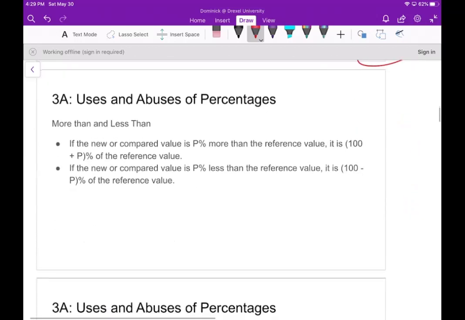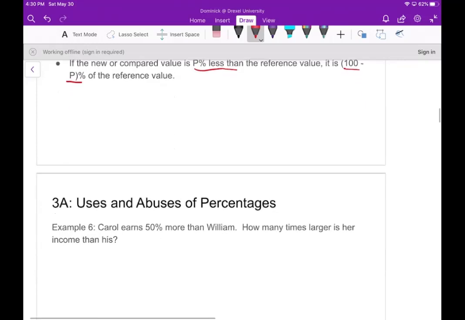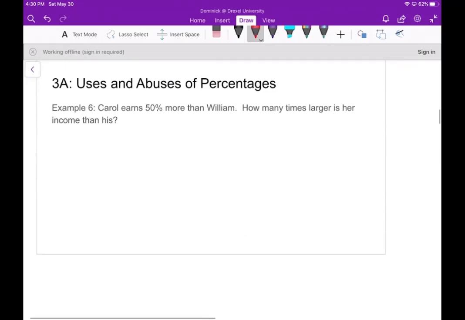Okay, now let's talk about some other phrases that you'll see using percentages. If we say that something is P% more than some reference value, then it's 100 plus P% of the reference value. So now we're seeing "more than" and "of" coming together in this definition. And just as we can say "more than," we can also say "less than," and that translates to 100 minus P% of the reference value. All right, so let's take a look at an example like that.